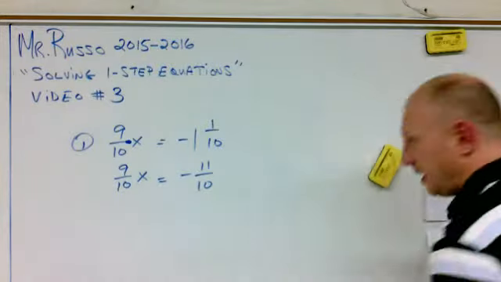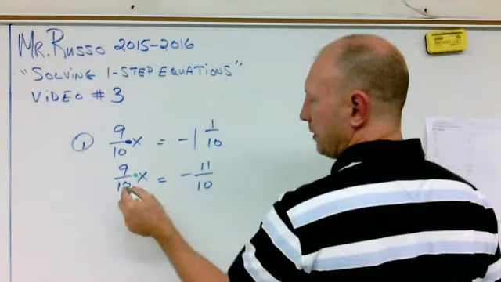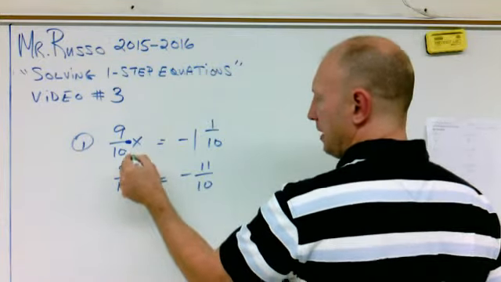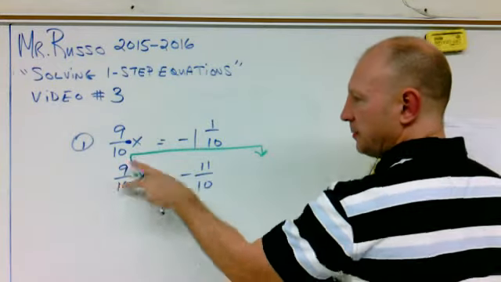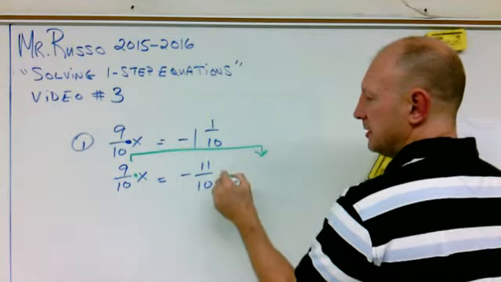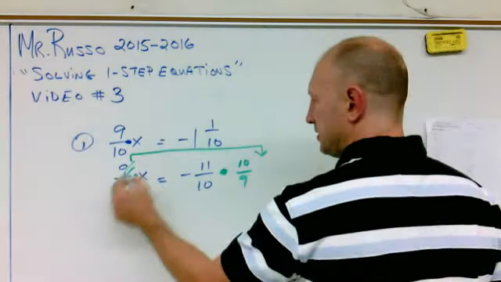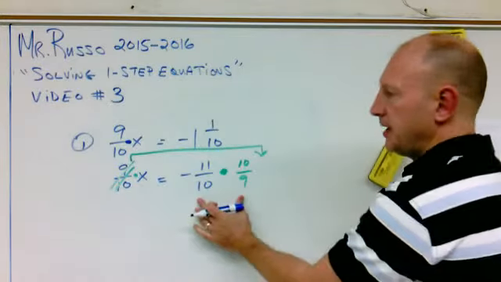Now from here, I can use my pickup method. I know that this is multiplication. I'm going to the fraction that I want to get rid of, which is on the same side of the variable. I pick it up, bring it over. I drop it here, and I have to make sure that I flip or take the reciprocal of that fraction. So it's times 10/9. Now this is gone. And from here, I just do my multiplication.